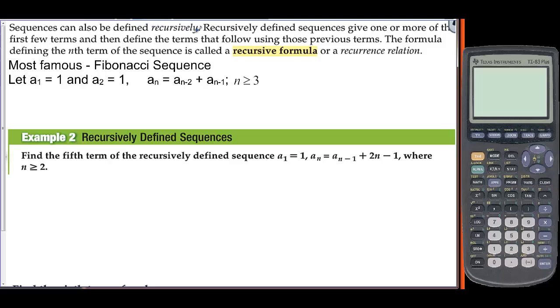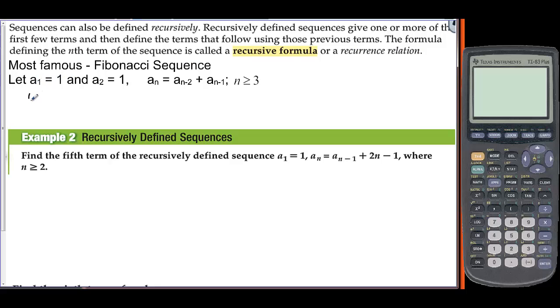Sequences can also be defined recursively. Recursively defined sequences give one or more of the first few terms and then define the terms that follow using those previous terms. The formula defining the nth term of the sequence is called a recursive formula or a recurrence relation. The most famous is the Fibonacci sequence.